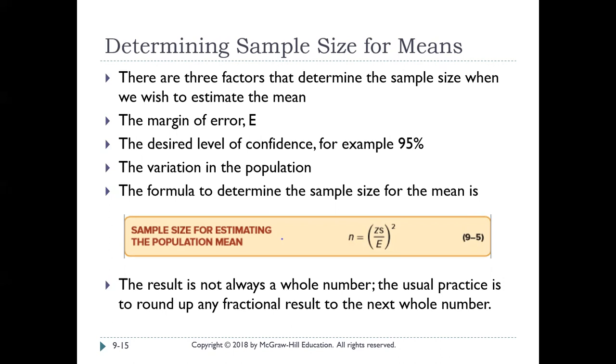If you're calculating the percent of people who want cats, you might want to be within 1%. That would be your margin of error, 1%. Maybe if you're talking about average salary, you want to say, I want to be within $5,000, right? So whatever your margin of error is going to be. Next is your desired level of confidence, so your Z value. And then finally, the variation in the population.